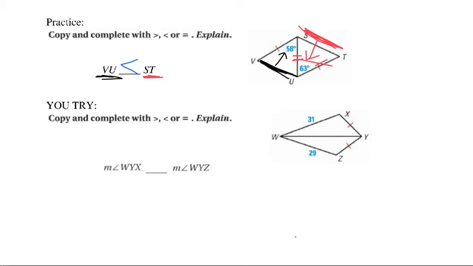All right, your final answer should be greater than, and the reason for that is because we know that the side between them is the same. So next, we look at the different sides. That 31 is across from angle WYX, and my 29 right here is across from WYZ. So if you look at our picture that way, it means that my black angle is going to be the larger of the two angles. So that's the way that I drew my inequality symbol right here, is greater than.